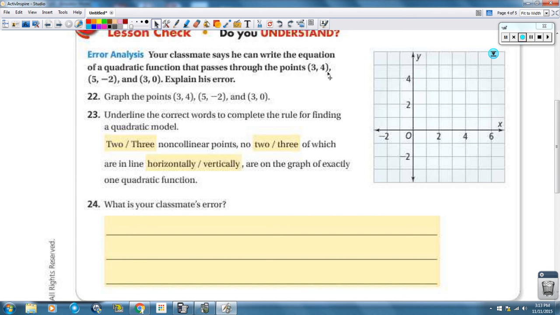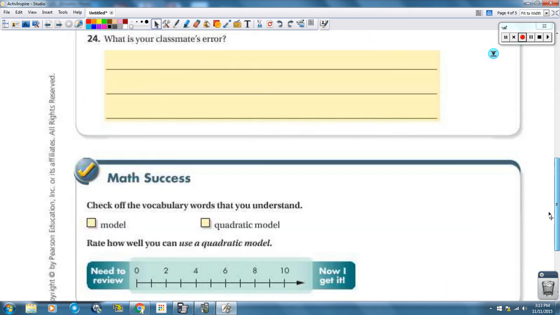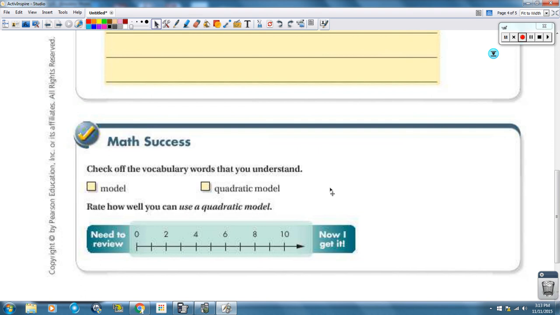Okay, so they ask, write the equation comes up. And so if you go through this example, it'll be really easy to see why it doesn't work. Okay, so you need to be able to do a model and a quadratic model. And guys, that one's it. So I think this will be a really easy lesson and a really easy daily check.